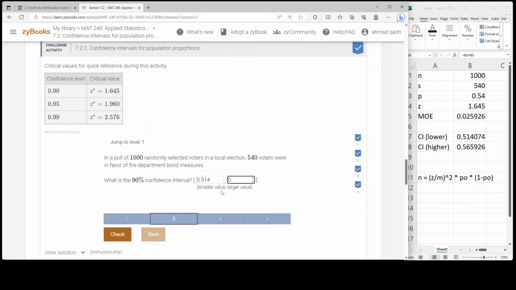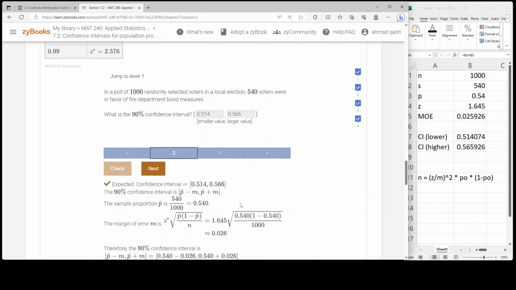And we need 3 decimal places, so these are the correct answers. Right, next let's go to the next question.